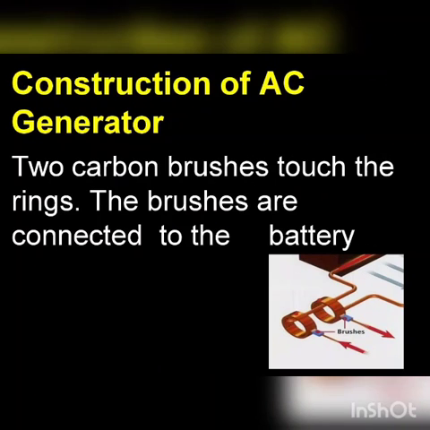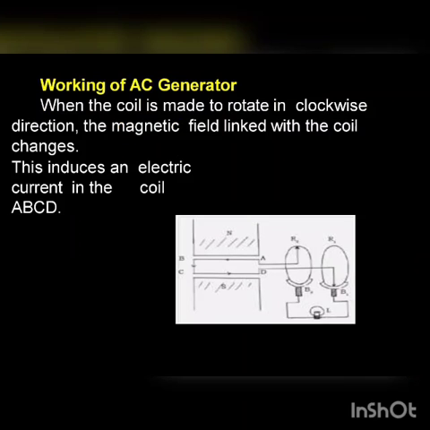Two carbon brushes touch the rings. The brushes are connected to a battery. Working of AC generator: when the coil is made to rotate in clockwise direction, the magnetic field linked with the coil changes. This induces an electric current in the coil ABCD.